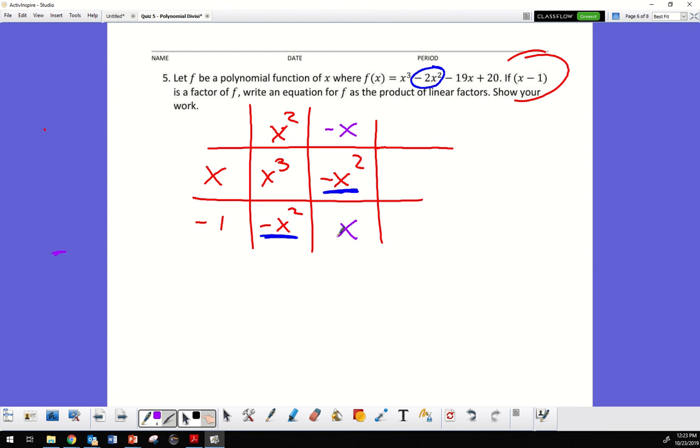So now I'm looking at this one right here. It's negative 19x. But I have positive 1 here. So together, this one and something right here has to add up to negative 19. Negative 20. So it's negative 20x because the variables stay the same. Okay?